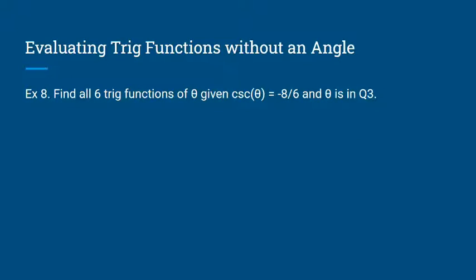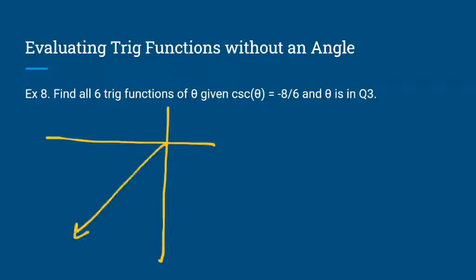Find all 6 trig functions of theta given the cosecant of theta is negative 8 over 6, and theta is in quadrant 3. Alright, so that's nice. They told us the quadrant, so that's one less thing we have to look at. We'll talk about what we do when we're not given the quadrant later. So here's theta. Okay, it's going to look something like that.